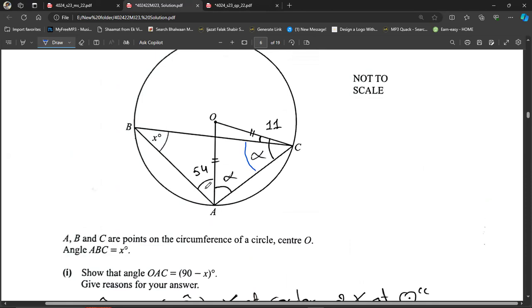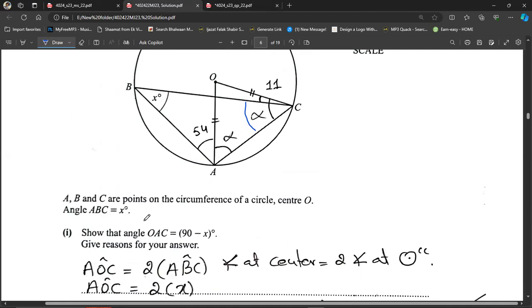And so this whole angle will be 54 plus 90 minus x, and this angle is x. The sum of these angles, I'm talking about the triangle BAC, will be equal to 180. So from there, I will form an equation, and the only variable there will be x, and we will be able to find out the value of x.